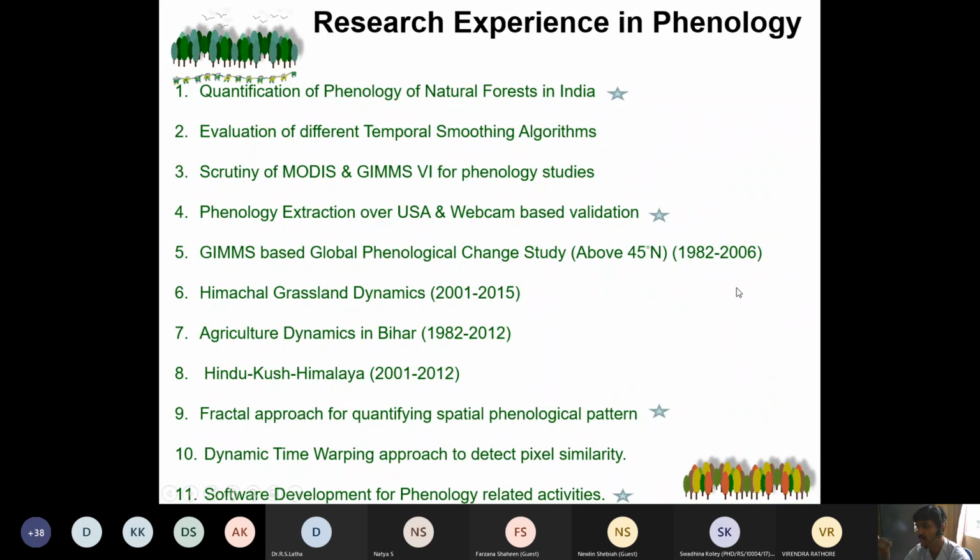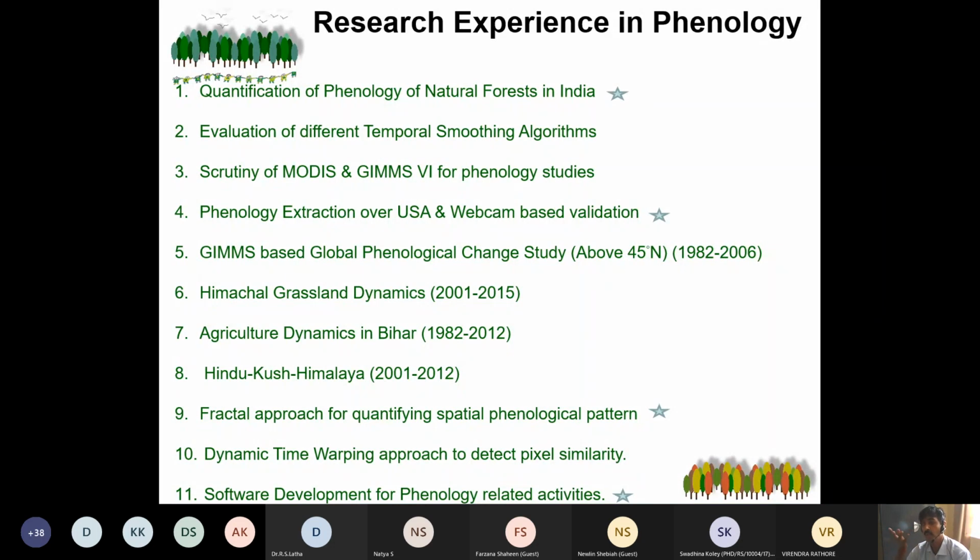And for the whole globe, from 1980 to 2006, above 45 degrees north latitude, we studied how phenology has changed over the last 30 years. We have also done a study on Himachal grassland dynamics for the last 15 years, and agriculture dynamics in Bihar for the last four decades. And the Hindu Kush Himalaya: one project we did for ICIMOD, the International Centre for Integrated Mountain Development in Kathmandu, because they wanted to understand agriculture growth pattern dynamics in the Hindu Kush Himalaya. It is a huge area, 4 million square kilometers.